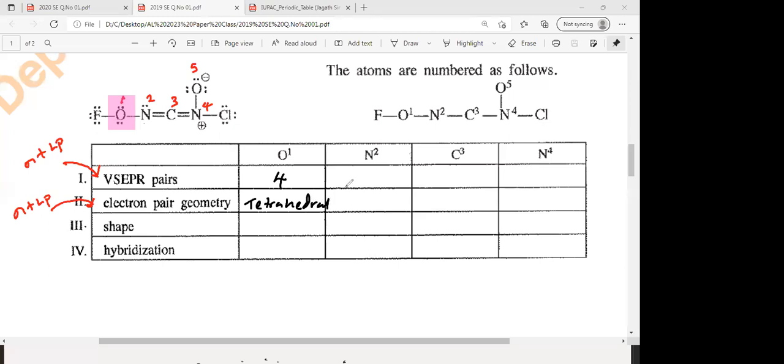Then the shape around oxygen will be what? If all the pairs are sigma bond pairs and there are no lone pairs, then the molecular geometry and electron pair geometry are the same. If there is at least one lone pair, the molecular geometry, that means the shape around that atom, and the electron pair geometry will be different. So the shape will be angular, right? You can write angular, bent, or V shape. Hybridization will be sp3.